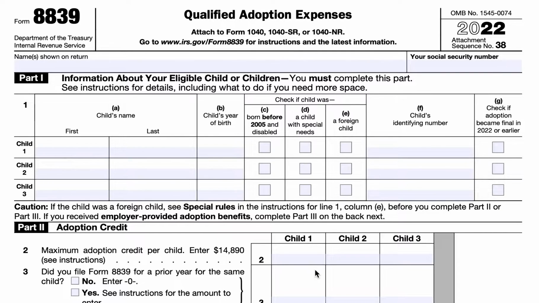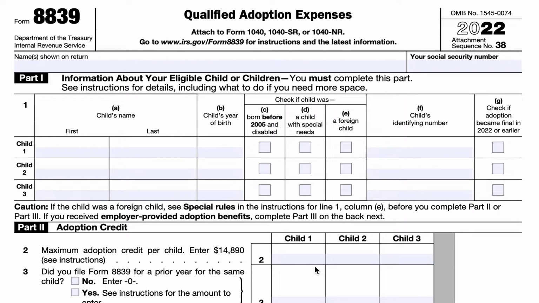In column F, you'll enter the child's identifying number, which can be a social security number, an adoption taxpayer identification number, known as an ATIN, or an individual taxpayer identification number, ITIN. You may apply for a social security number if required using Form SS-5. In column G, you'll check this box if the adoption for each child became final in the tax year or earlier.